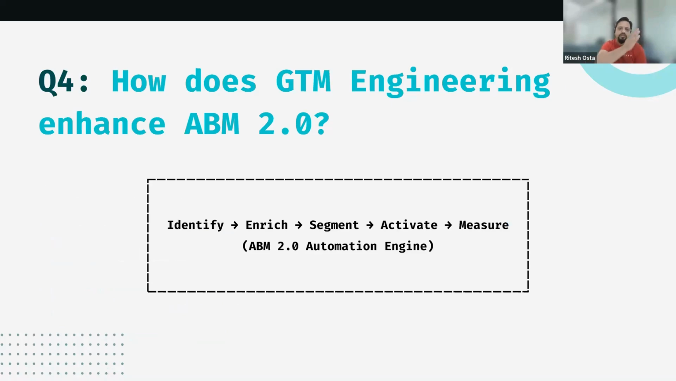The first step is not to just build a list. The first step is to identify the accounts, identify the signals, then enrich, then segment, then activate, then measure. That's what ABM 2.0 is, and that's how it is different from ABM 1.0.